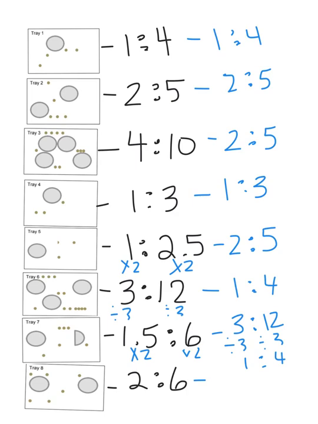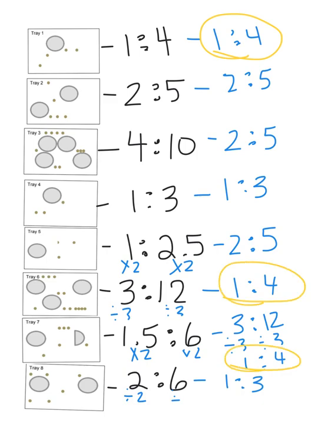All right, so the next one, we've got 2 to 6 chips. So divide by 2 and divide, and so that's going to end up being a ratio of 1 to 3. So now that I've got my most basic ratios here, I can see that I have some similarities. So I think what I'll do is group by color coding. So I'm going to take my yellow and I'm just going to circle. So I've got a 1 to 4, and a 1 to 4 here. And this one ended up being a 1 to 4 as well.